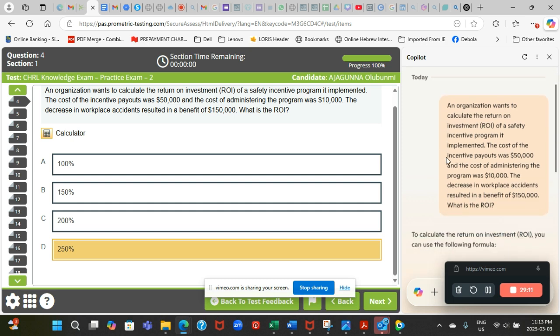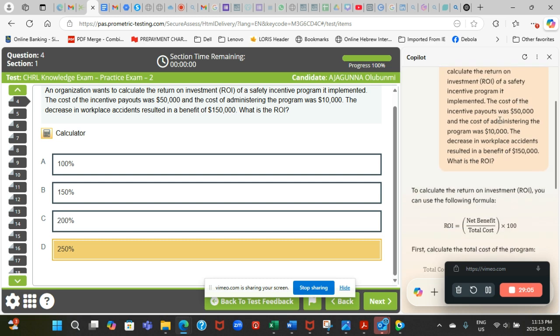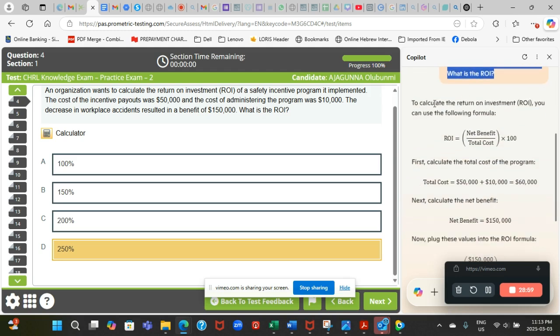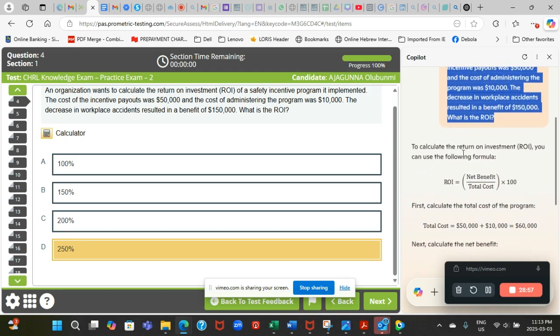So I checked on CoPilot and I was like, how did they get that 150? So on the right hand side, you see CoPilot. I had already plugged in the question that I got from the practice test. And CoPilot says to calculate the return on investment, you can use the formula ROI equals net benefit divided by total cost times 100.